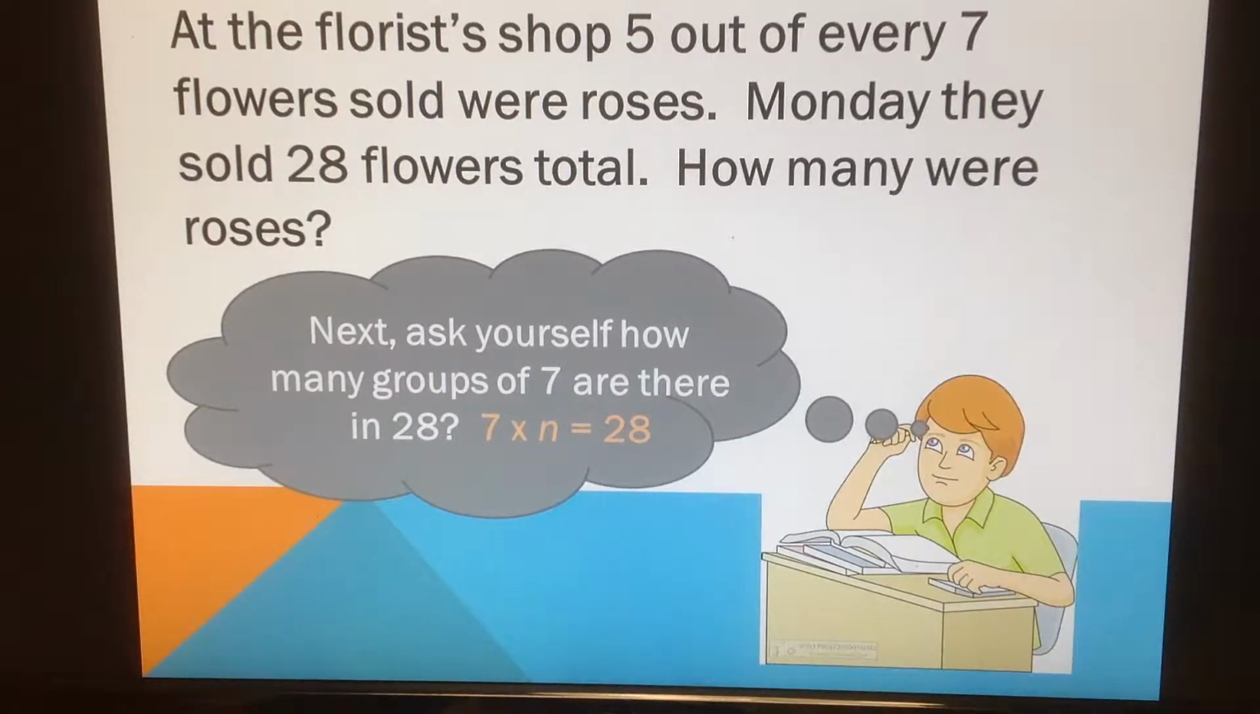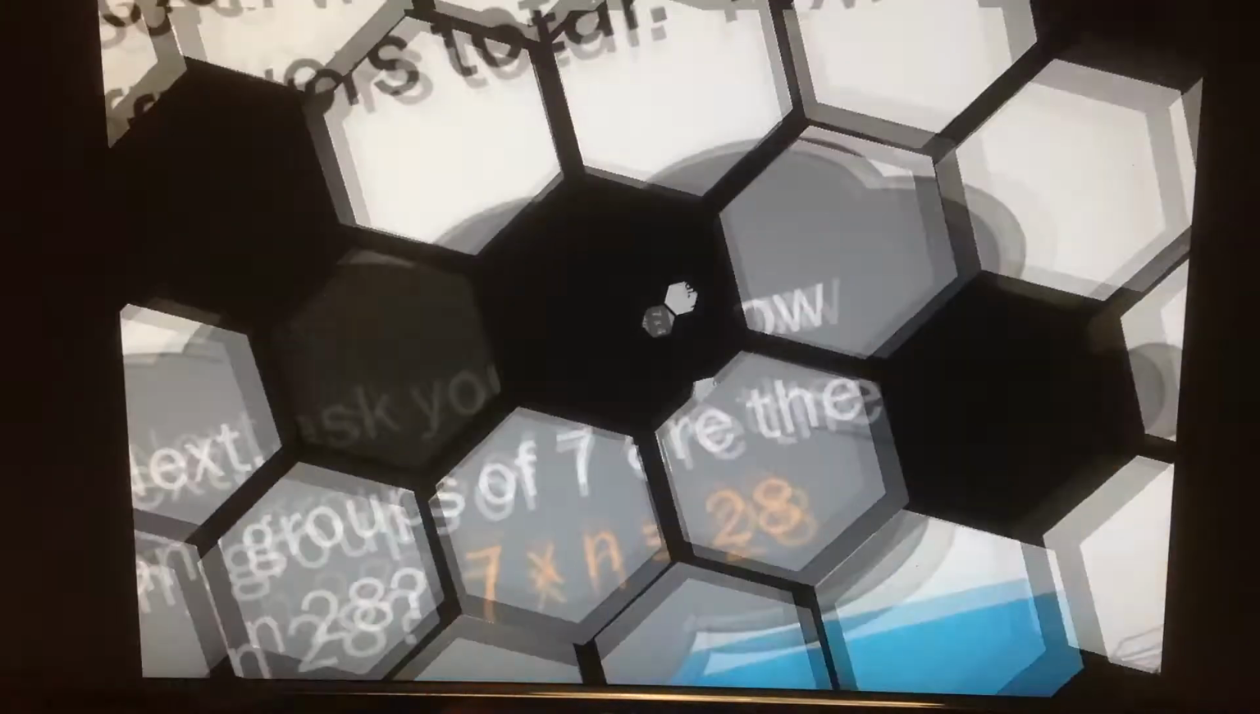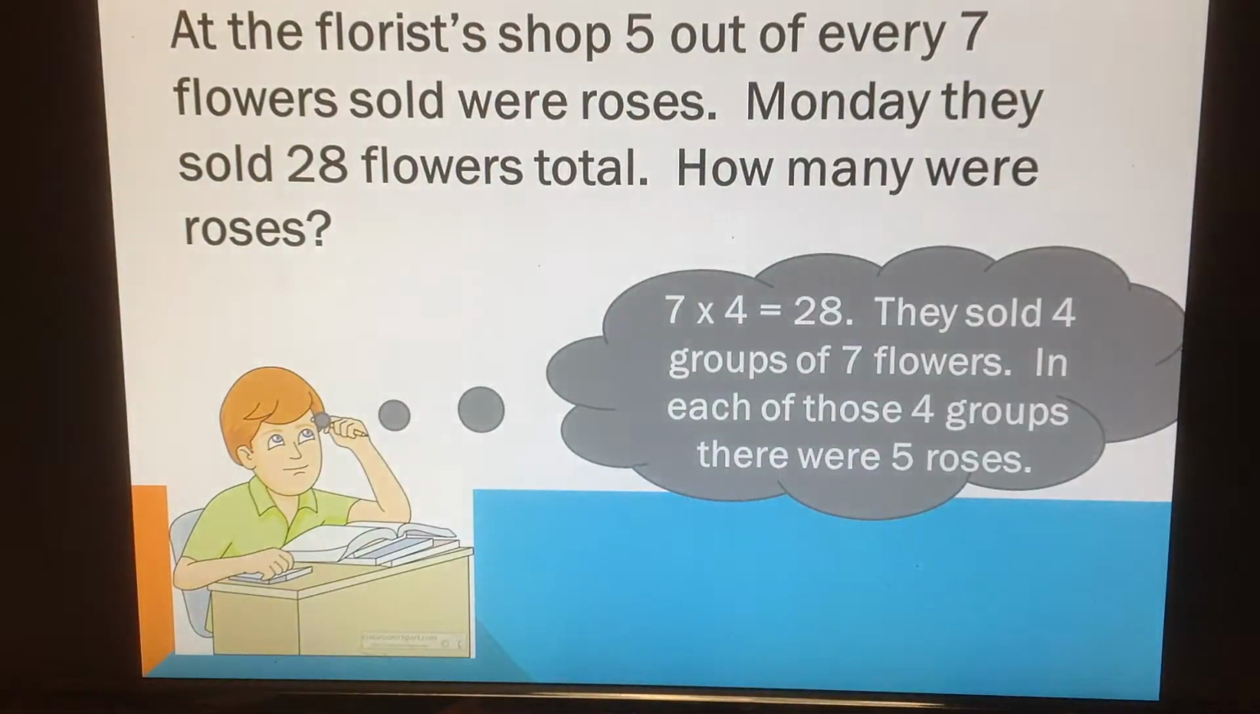We need to ask ourselves that because we know that 5 out of each of those groups of 7 are roses, and we need to know how many roses total. So it's important for us to figure out how many groups of 7 there are in 28. 7 times n is 28. My students knew that 7 times 4 is 28. They sold 4 groups of 7 flowers.